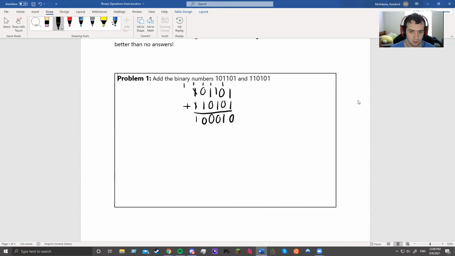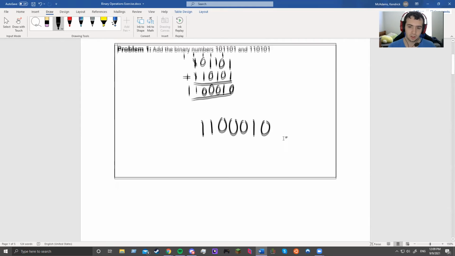And you see there's no numbers over here. But we wouldn't just get rid of it because that's not how addition works. So we would just tack it on to the end. And here's our answer right here: 1, 1, 0, 0, 0, 1, 0. So this is the answer and this is how to do binary addition.